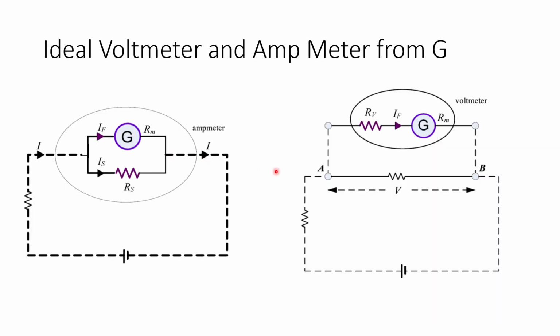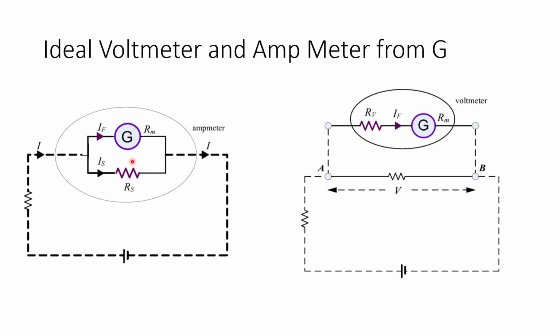Once you know all the fundamentals about the galvanometer, you can use it as an ammeter and a voltmeter. For the ammeter, since the galvanometer can take only up to 50 or 100 microamps, the current going through it must be at most the maximum current the galvanometer could take, in this case 50 microamps. So you need a shunt resistance RS, which has to be very small compared to RM, and this would steal most of the current.